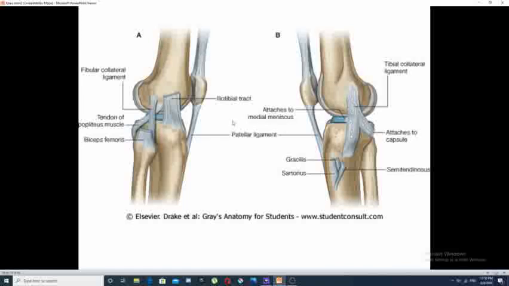An important point in the lateral view is that the tendon of the popliteus muscle intervenes, lies between the lateral collateral ligament and the lateral meniscus, whereas the medial collateral ligament here in the medial view lies in direct contact with the medial meniscus of the knee joint.